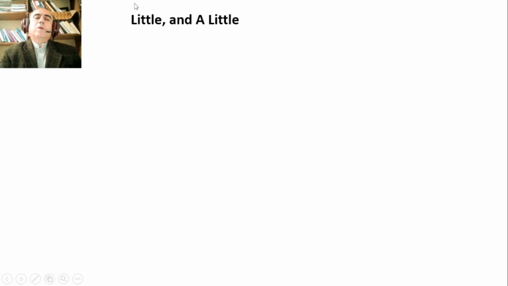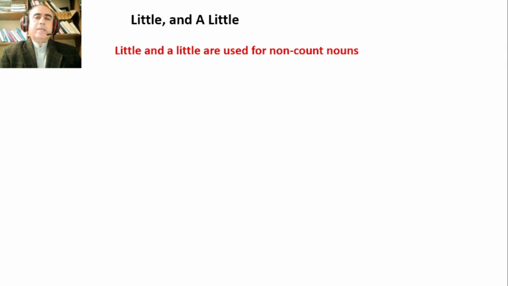Here is about little and a little. As said earlier, few and a few are used for countable nouns. Little and a little are used for uncountable or non-count nouns. And in this case also, things are in small amount. In case of few and a few, things are in number, and in case of little and a little, things are given in the form of quantity, amount.